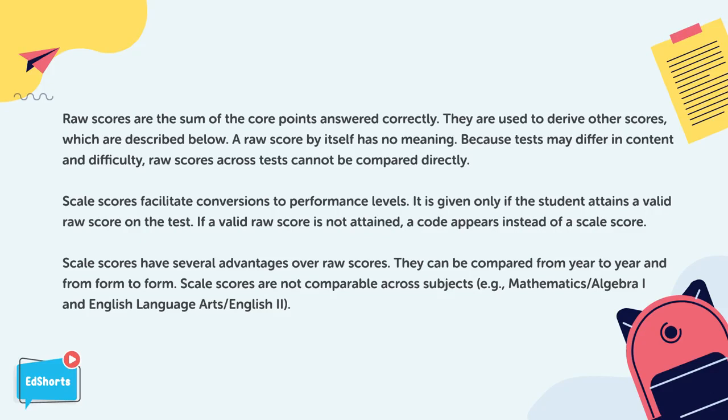Scale scores have several advantages over raw scores. They can be compared from year to year and from form to form. Scale scores are not comparable across subjects, for example, mathematics/algebra 1 and English language arts/English 2.